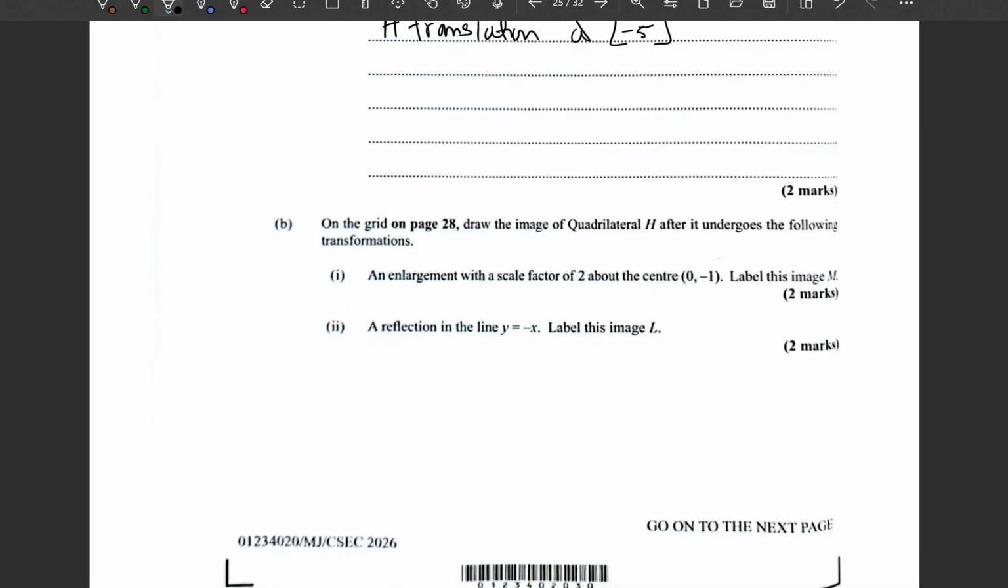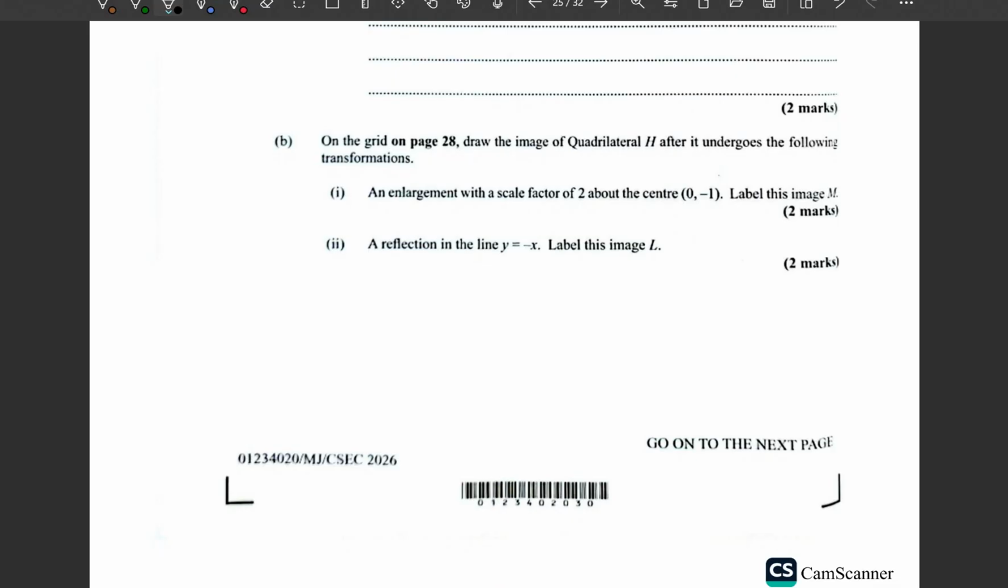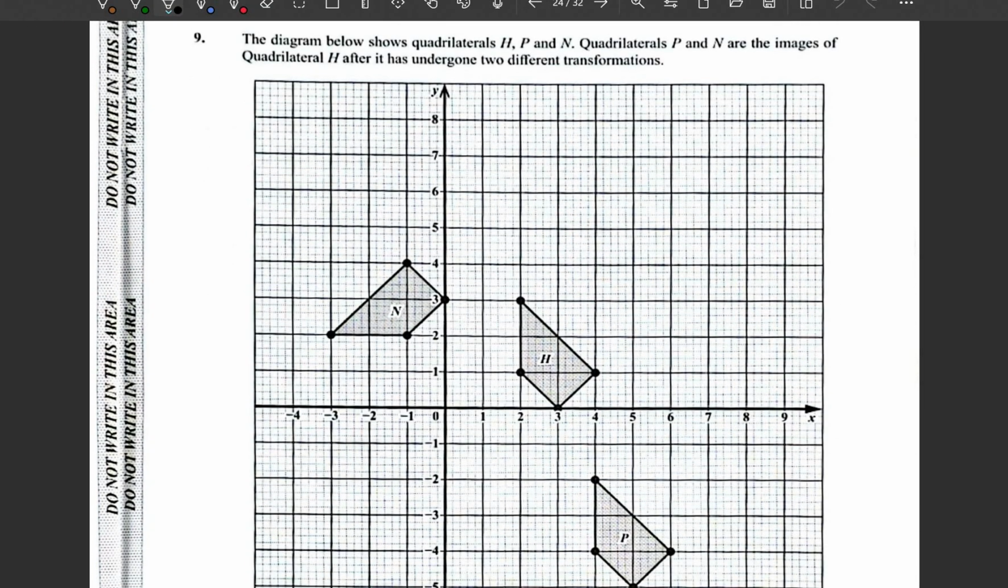Part B says on the grid on page 28, draw the image of quadrilateral H after it undergoes the following transformations. First is an enlargement with scale factor of 2 about the center (0, minus 1), and they want us to label this image M. Right, so let's get the center of enlargement. That's 0 on the x, minus 1 on y. That is going to be at this point here.